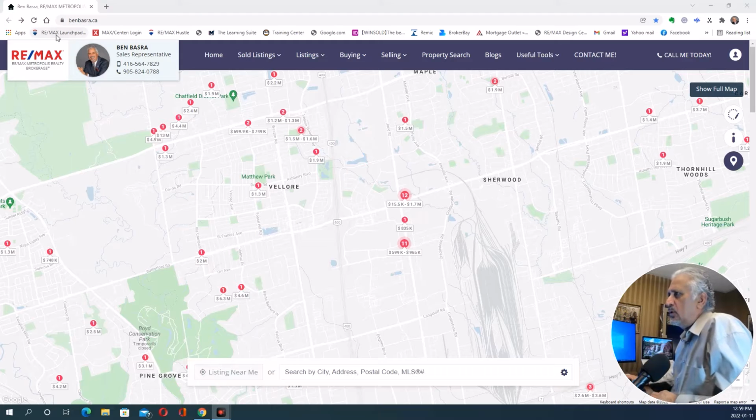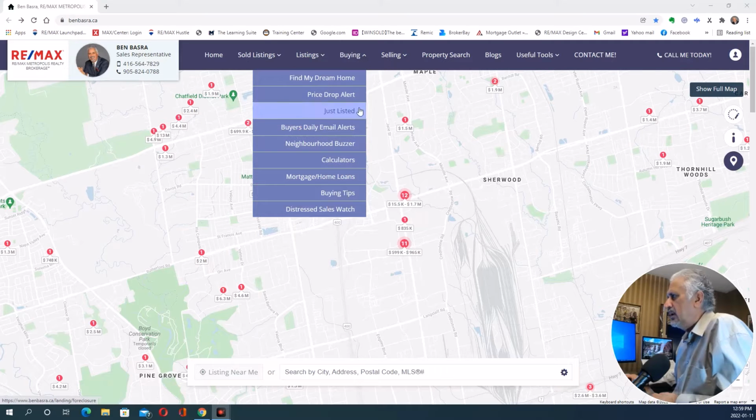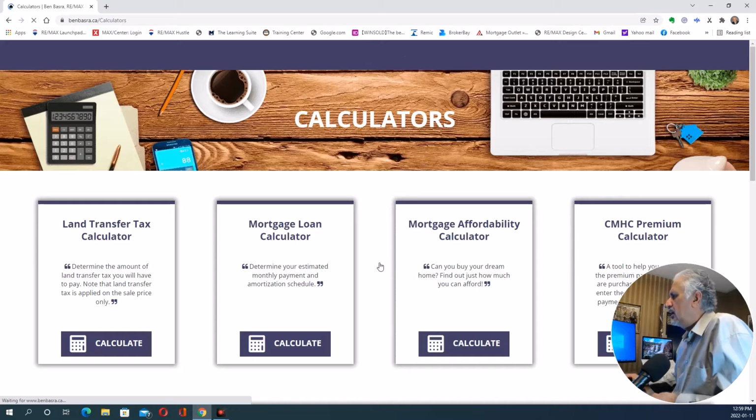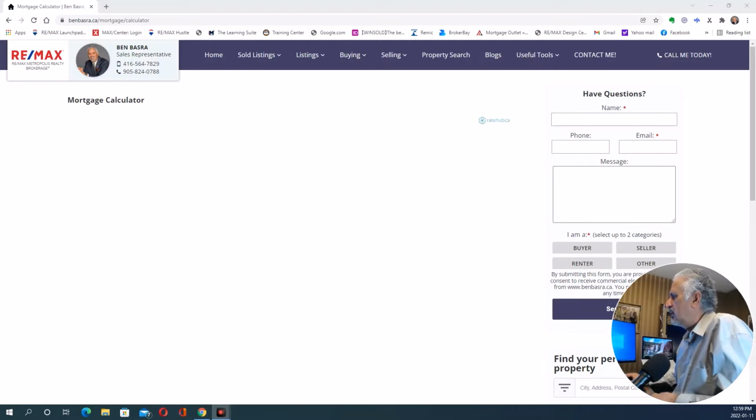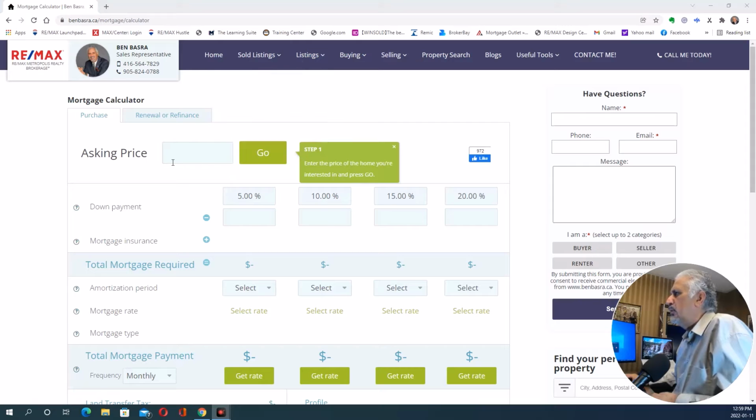First of all, just go to benbasra.ca, which is my website, and you go into Buying. There's a calculator here. Click on Calculator. In the calculators, you can do the mortgage calculation. So we can actually go on mortgage calculation, and here you can put any number for your asking price, whatever property you're buying. Let's say we will put the same number as last time.